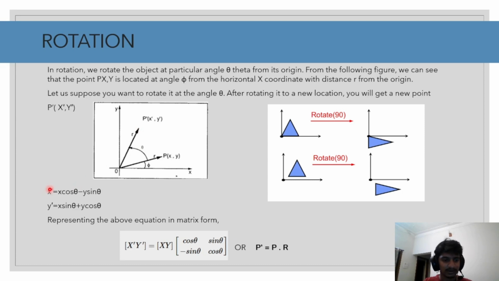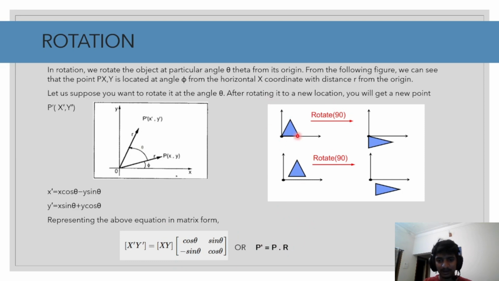So we get x dash is equal to x cos theta minus y sin theta, and y dash is equal to x sin theta plus y cos theta. And the above equation can be represented in matrix form as this: x dash y dash is equal to x y into cos theta, sin theta, minus sin theta, cos theta, that is R. This part here is the rotation matrix. So P dash is equal to P dot R, that is P into R.